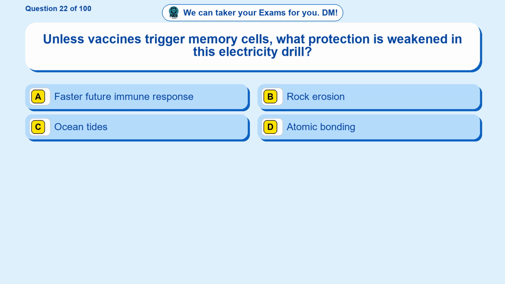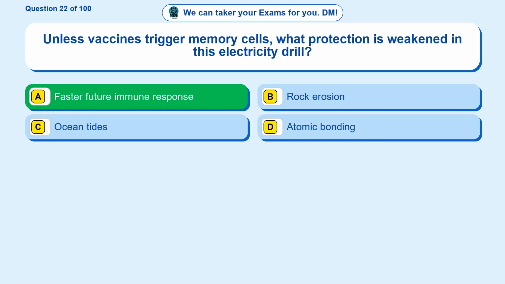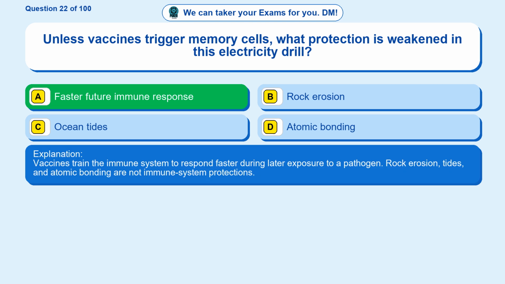Question 22. Unless vaccines trigger memory cells, what protection is weakened in this electricity drill? Option A, faster future immune response. Option B, rock erosion. Option C, ocean tides. Option D, atomic bonding. The correct answer is option A, faster future immune response. Vaccines train the immune system to respond faster during later exposure to a pathogen. Rock erosion, tides, and atomic bonding are not immune system protections.